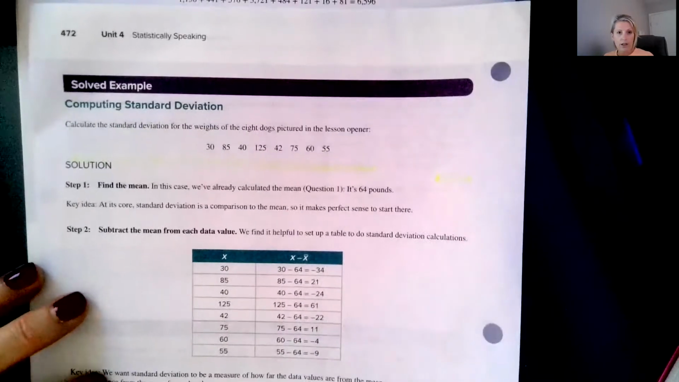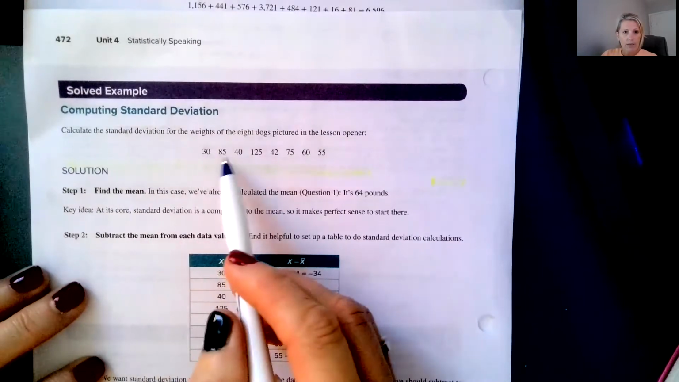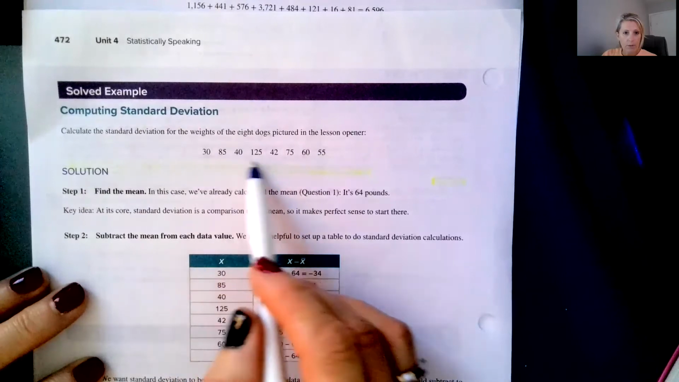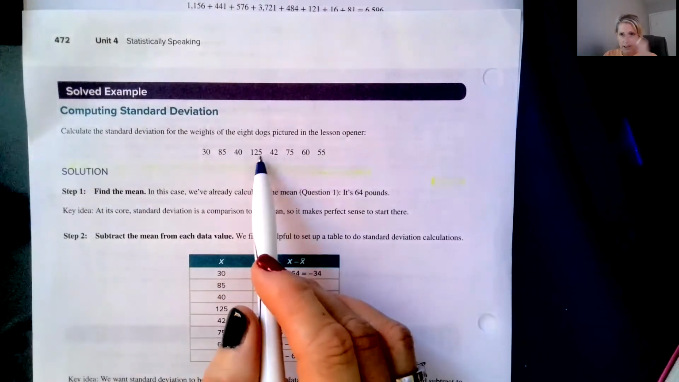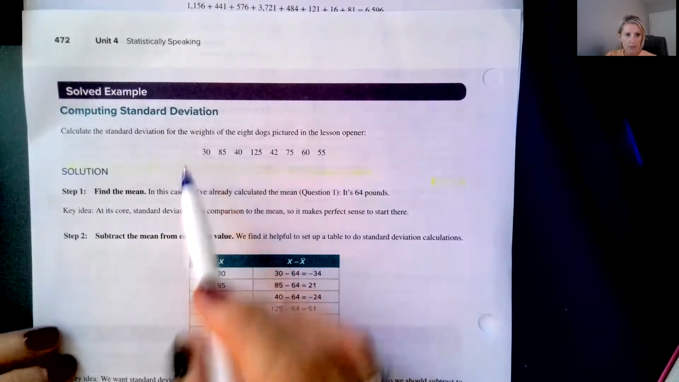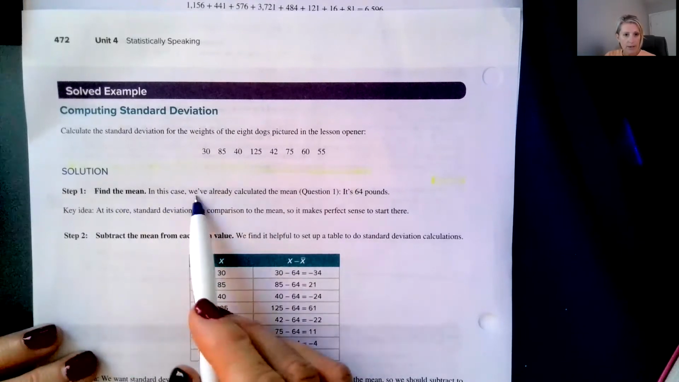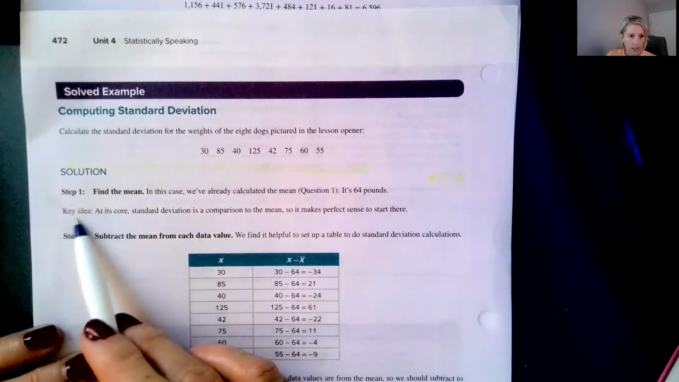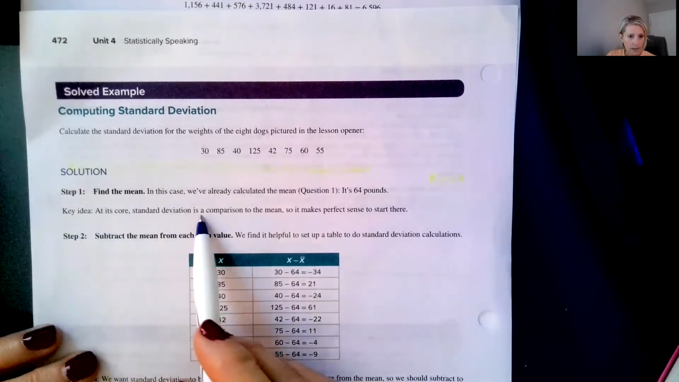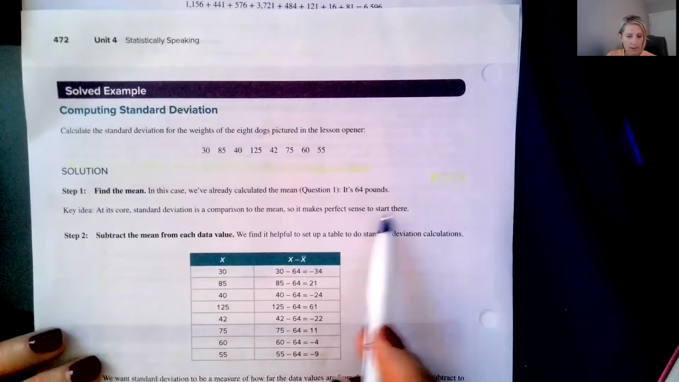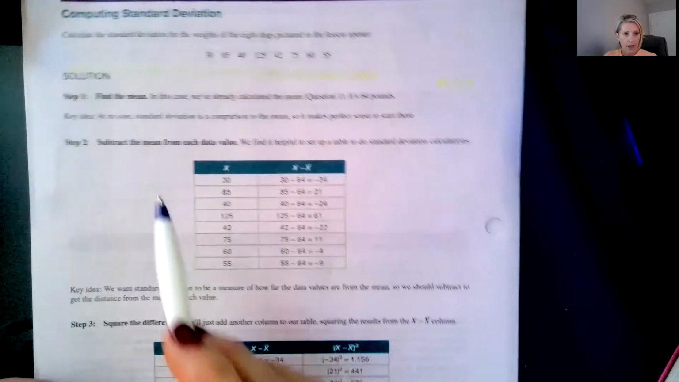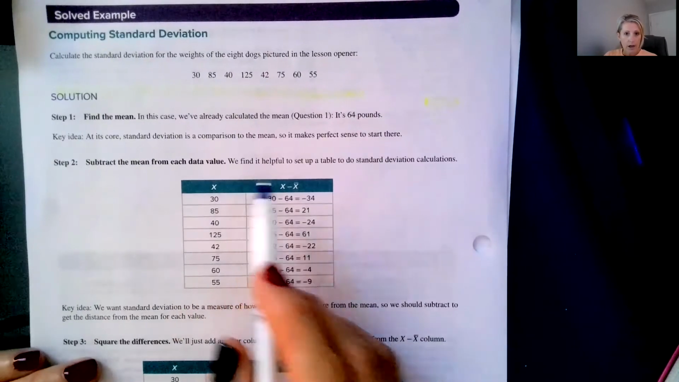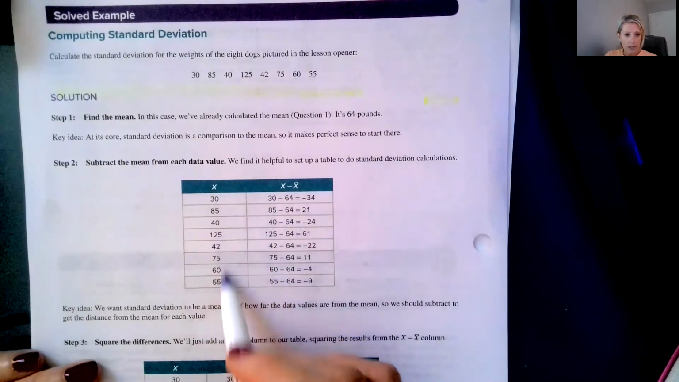Okay, the solved example. So we had the 8 dogs from the second picture, where there's a really large dog and a really small dog. It says find the mean. In this case, we've already done that. It's 64 pounds. Key idea: at its core, standard deviation is a comparison to the mean, so it makes perfect sense to start there. Then we're going to find the deviation from each individual data point to the mean.